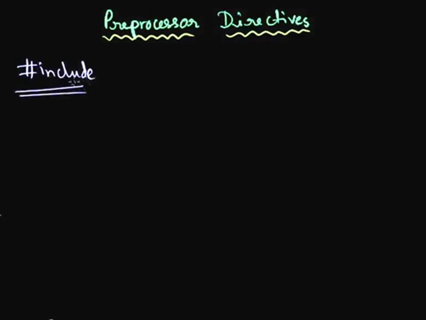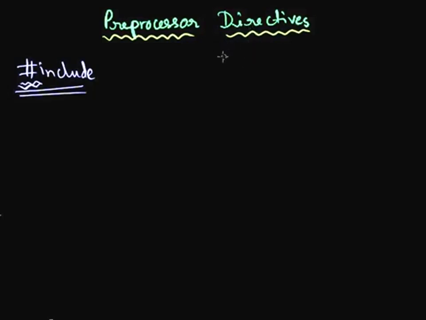Now one thing to remember is that preprocessor directives always start with hash. Now include does nothing but paste the contents of the header file wherever the preprocessor finds #include. Now preprocessor directives are used to pre-process our program, to expand our source code. Right?